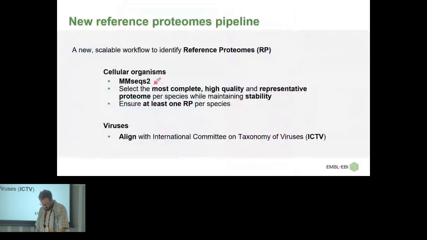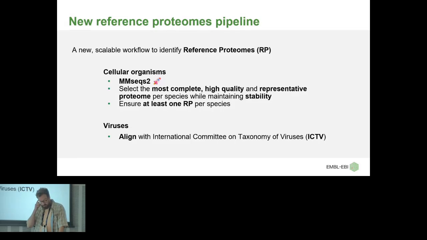To that end, we have a few changes planned. The first is to improve the way that we decide reference proteomes, with a new scalable workflow. For cellular organisms, we will use MMseqs2, a many-to-many sequence search and clustering algorithm. It's super fast. Using this, we can use the majority of the UniProt sequences for a given species and compare all against all to determine a clustering. By doing that, we replace some of the more ad hoc filtering we had in the past.